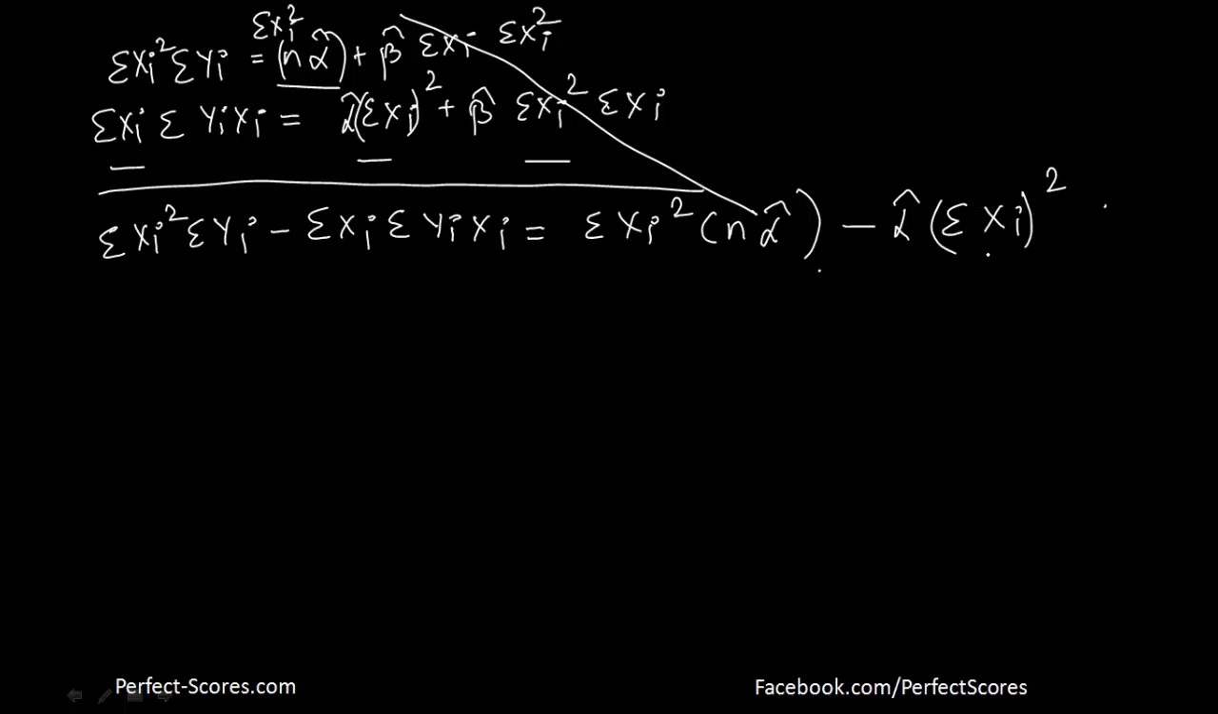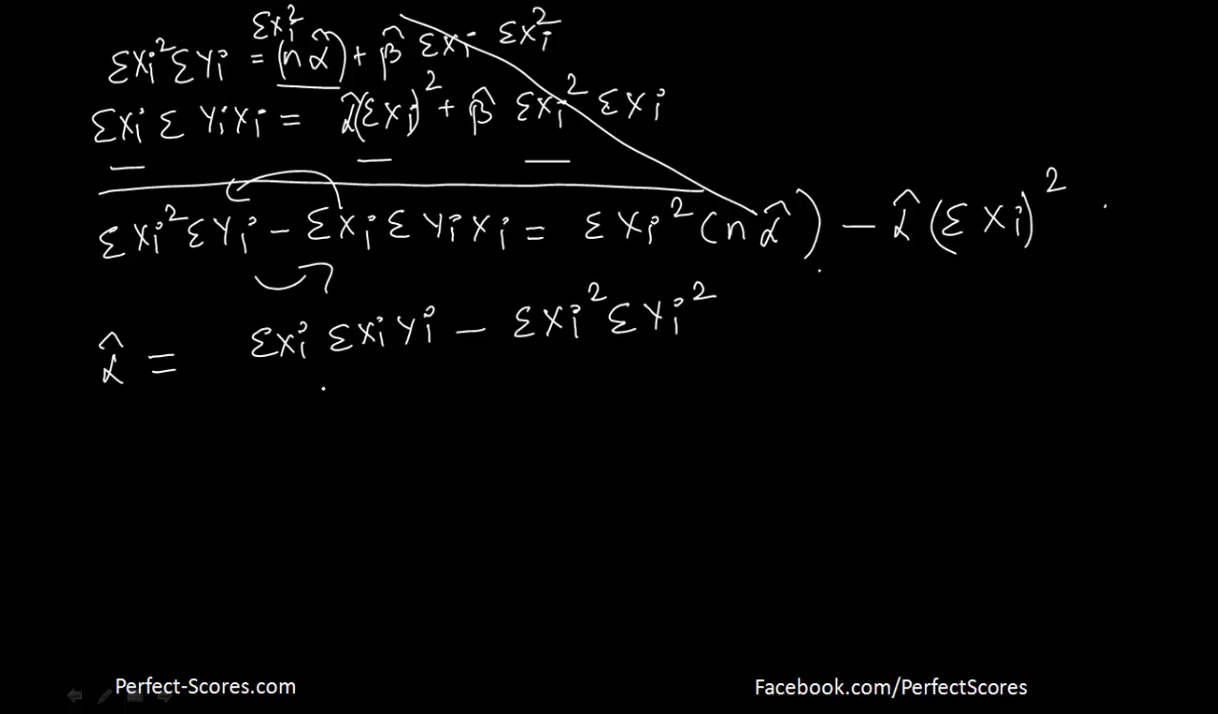Now I need to calculate the value of alpha hat. That means alpha hat is going to be equal to this value here. I'm just going to reverse the signs and write the first one there. That is summation of xi into summation of xi yi minus summation of xi square into summation of yi, divided by n into summation of xi square minus summation of xi whole square.